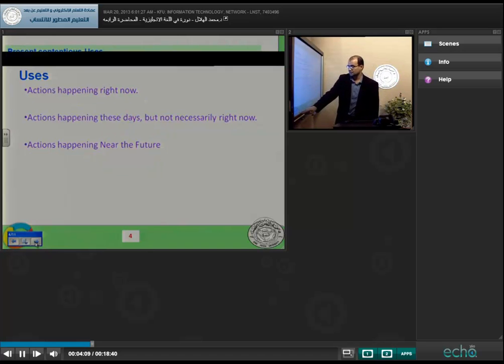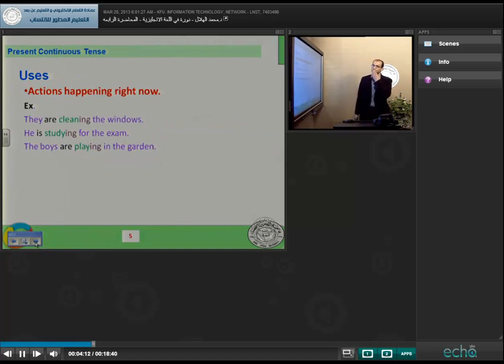Let's take some examples related to those uses. Number one, the first usage of the present continuous tense is actions happening right now, at this moment, at the moment of speech. They are cleaning the windows. So this means that they are cleaning the windows right now. The action refers to an activity that happens at the time of speech. He is studying for the exam. So basically he is studying at this moment right now for the exam. The boys are playing in the garden. So at this moment the boys are playing in the garden.